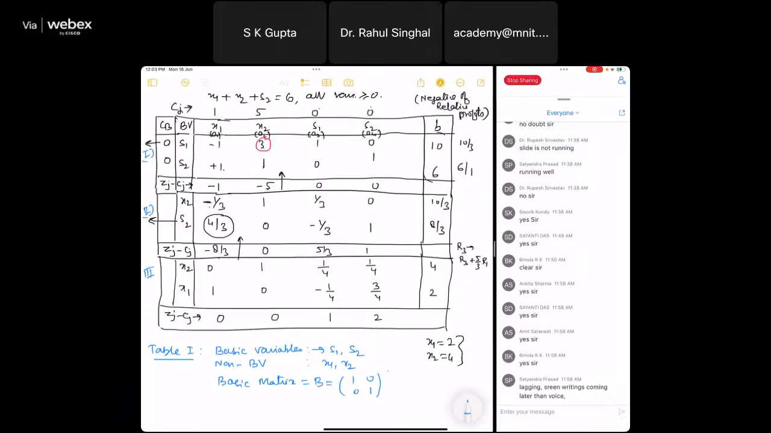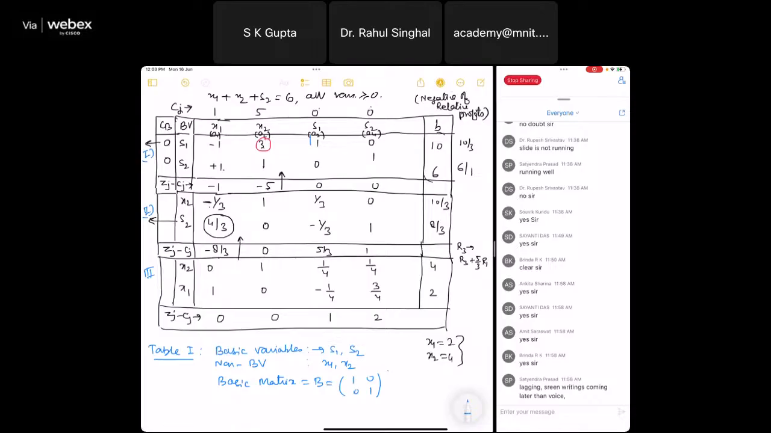So now this matrix is your basic matrix in the first table. Now when you put s1 equal to 0 and s2 equal to 0, you directly get s1 equal to 10 and s2 equal to 6. That is, you directly get the values of s1 and s2, right? However, in the second table, this is your x2 and this is your s2. These are basic variables in the second table. In table 2, basic variables are x2 and s2, and non-basic variables are the remaining ones, x1 and s1, right?